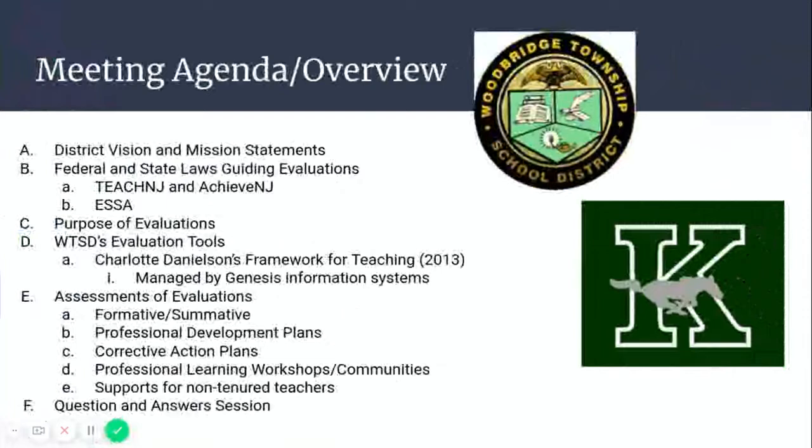Today, we're going to talk about our district vision and mission statements and how they align with the Danielson framework for teaching, the federal and state laws that are guiding our evaluations, the purpose of evaluations, our township's evaluation tools, both Charlotte Danielson's framework for teaching, which is managed by the Genesis Information System, and how we assess those evaluations in our township, both formative and summative, professional development plans or PDPs, corrective action plans or CAPs, professional learning workshops and communities, and also the additional supports that we have for our non-tenured teachers. And there will be time at the end for a question and answer session.